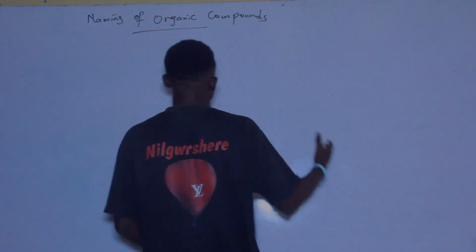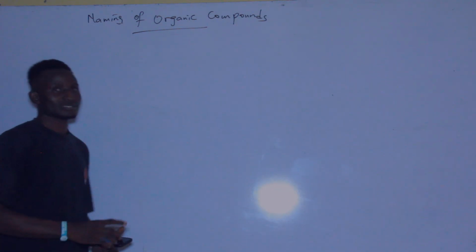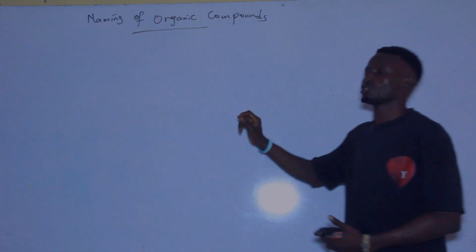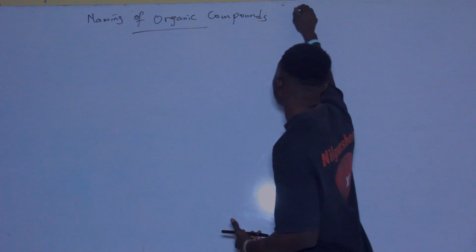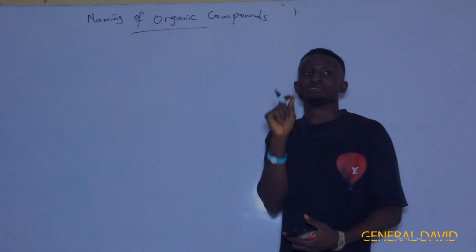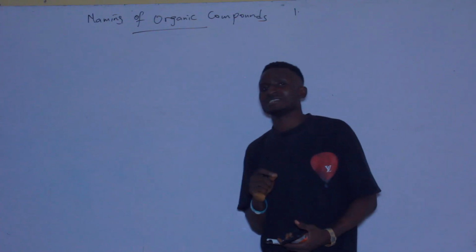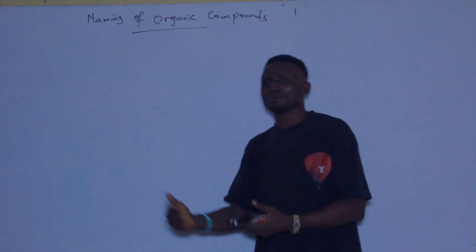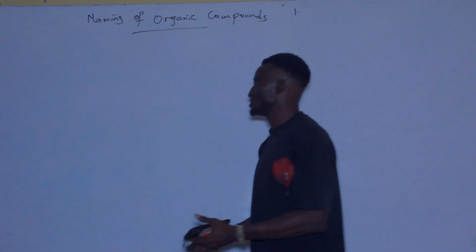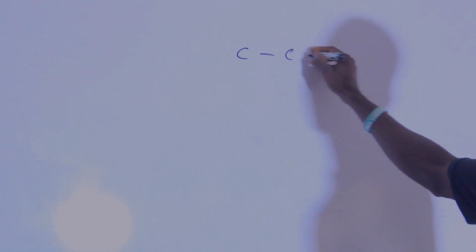Now, how do we name? The first law says that whenever you are given the structure of an organic compound, the parent name of the compound should be recognized. That's the first law. How do you know the parent name? The law says the parent name is discovered by counting the end-to-end carbon chain, and the longest carbon-to-carbon chain is the parent name. Now when you have this, you have something like this.